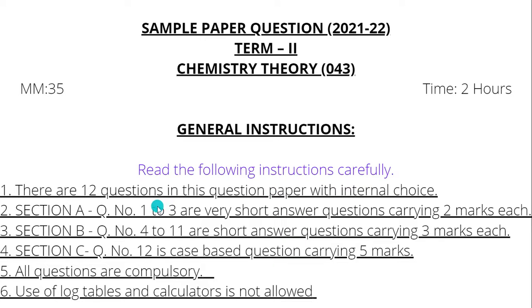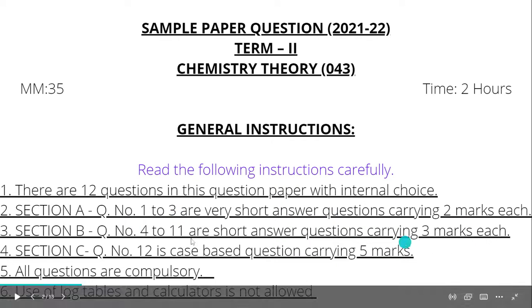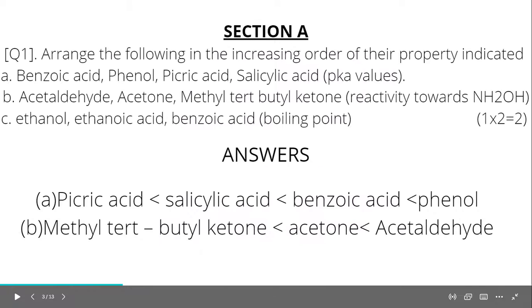Questions 1 to 3 are very short answer type questions carrying 2 marks each. Question number 4 to 11 are 3 marks each. Question number 12 is 5 marks. All questions are compulsory, so you have to do all the questions, and the use of log tables or calculators is not allowed.